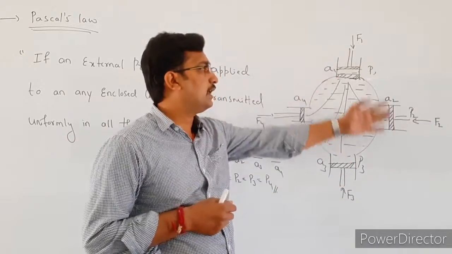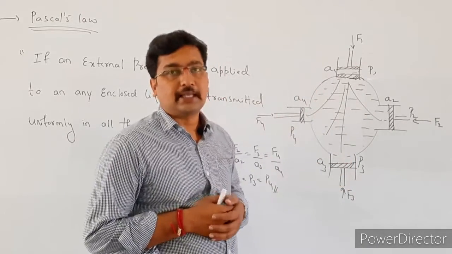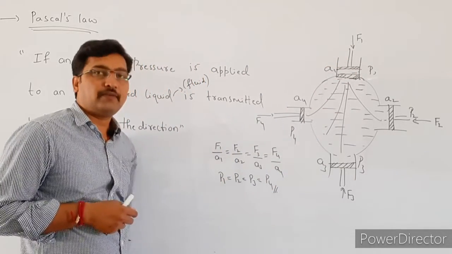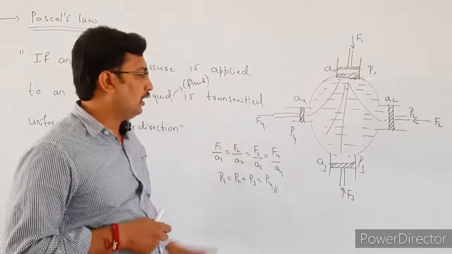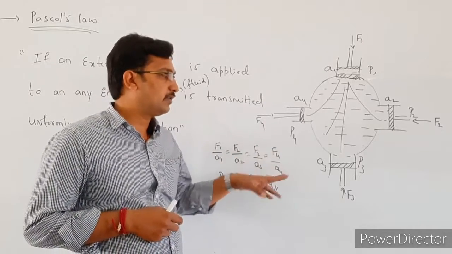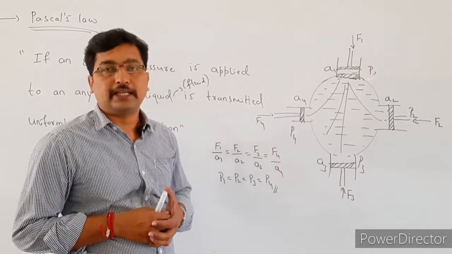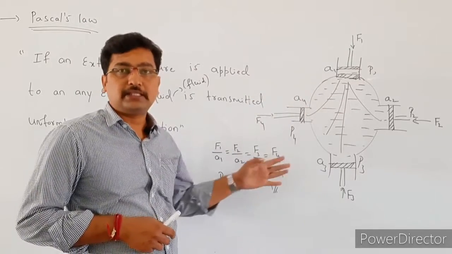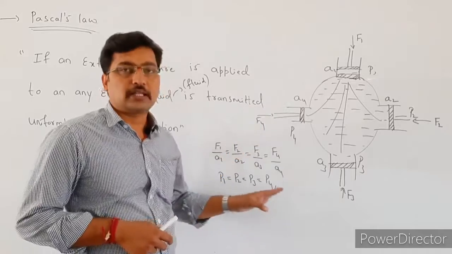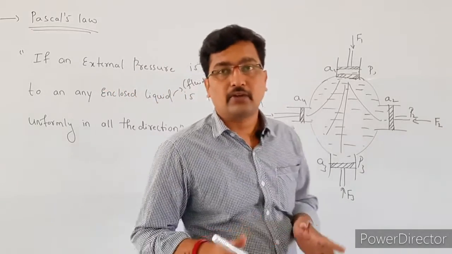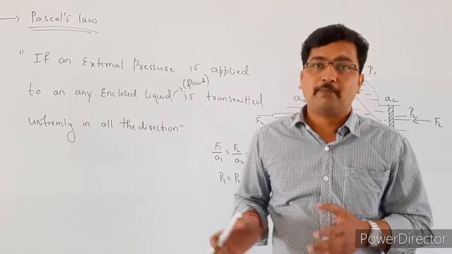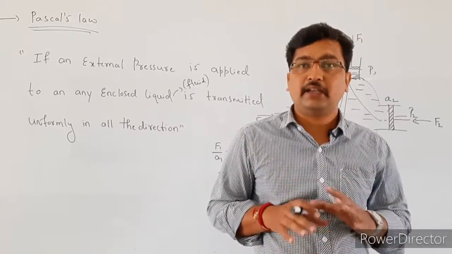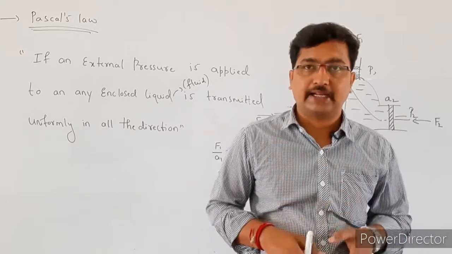So then the pressure at all the pistons is the same. So here the pressure on the first piston, F1 by A1, is equal to F2 by A2, is equal to F3 by A3, is equal to F4 by A4. It indicates that the pressure at piston P1, P2, P3 and P4 is the same. From this we conclude that if we apply external pressure to any enclosed liquid, it is transmitted uniformly in all directions.